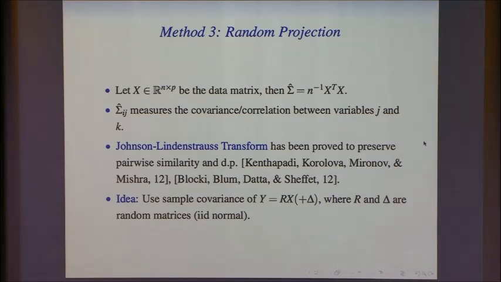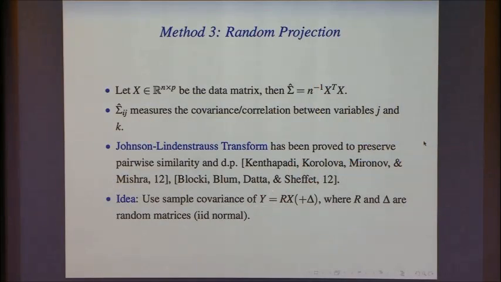And it's known by these two groups. The papers appeared at about the same time. Johnson-Lindenstrauss transform. Basically you multiply the matrix by a random matrix with IID Gaussian entries. Then the pairwise similarity is roughly preserved. And at the same time, you almost automatically have differential privacy. So the idea is to use the sample covariance of a perturbed version, so R times X, optionally plus an additional noise matrix, and then we just go from there.